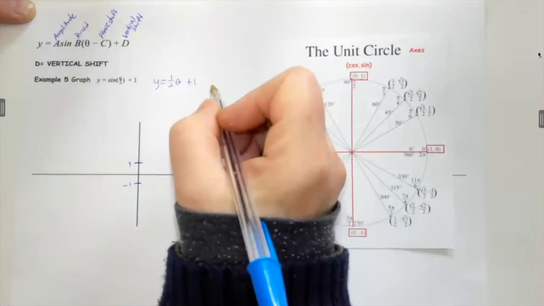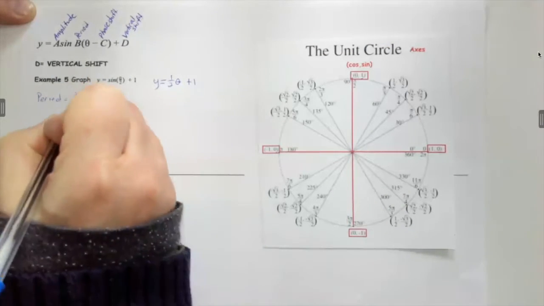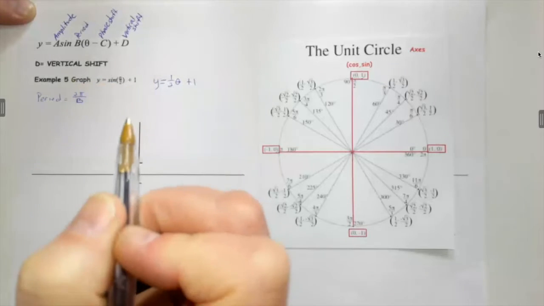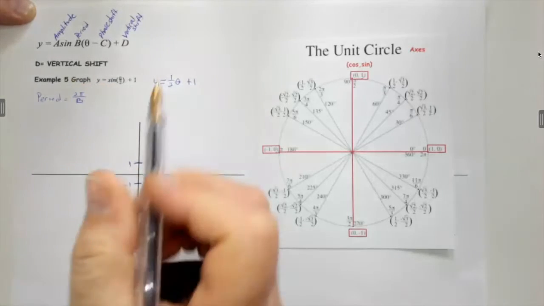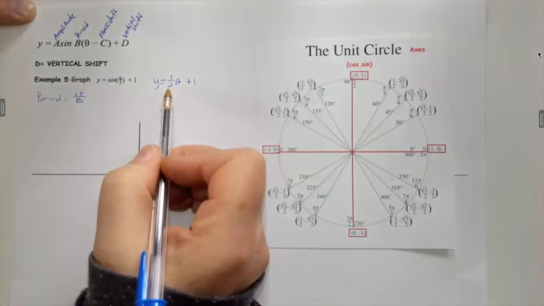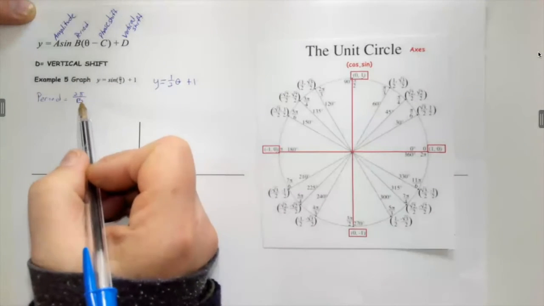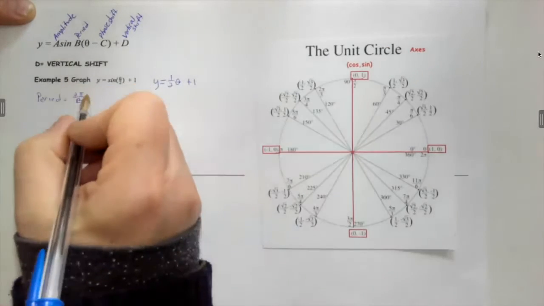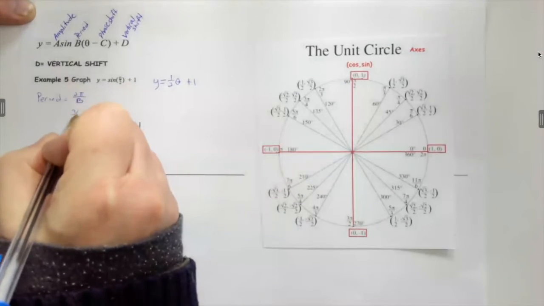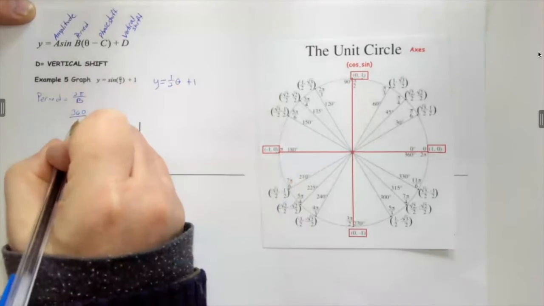Our formula for period is 2 pi divided by B. That means that we have 2 pi divided by 1/2. Some people will make the mistake of putting 2. It's 1/2. We can also use, instead of 2 pi, 360. This time I'm going to use 360 divided by B, which is 1/2.